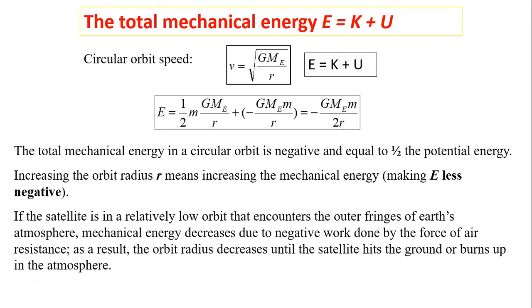This means increasing the radius means increasing the total mechanical energy. If the satellite is in a relatively low orbit that encounters the outer fringe of the Earth's atmosphere, total mechanical energy would decrease. So E decreases, that means R has to decrease. This R decrease means the orbit will become smaller and smaller, so the satellite will come closer and closer to the Earth. Eventually it will hit the ground and burn up in the atmosphere.